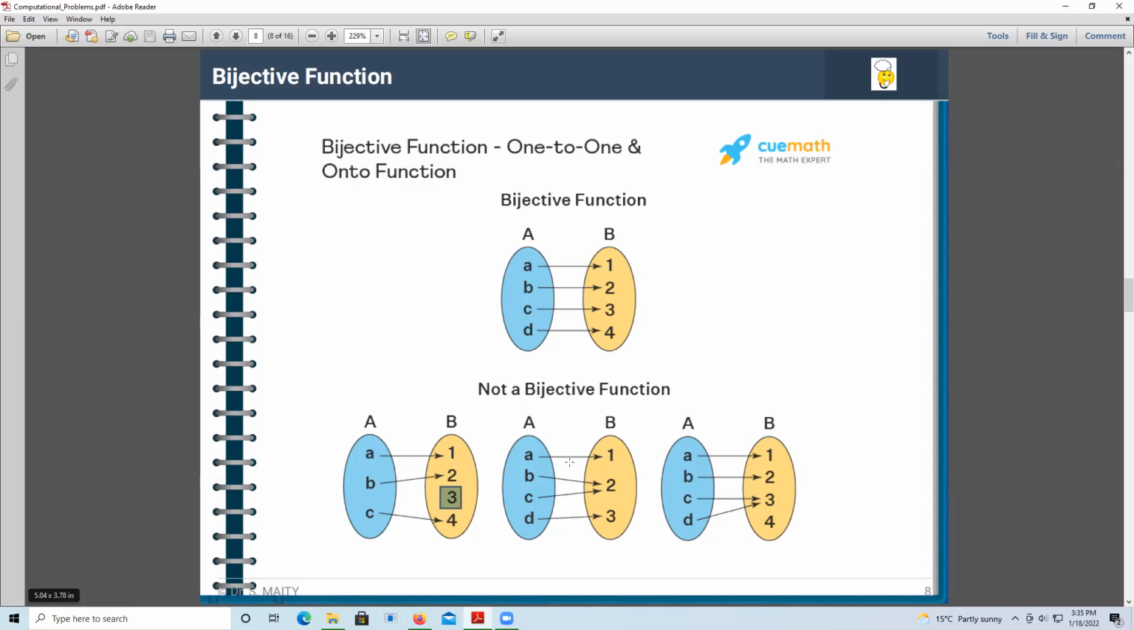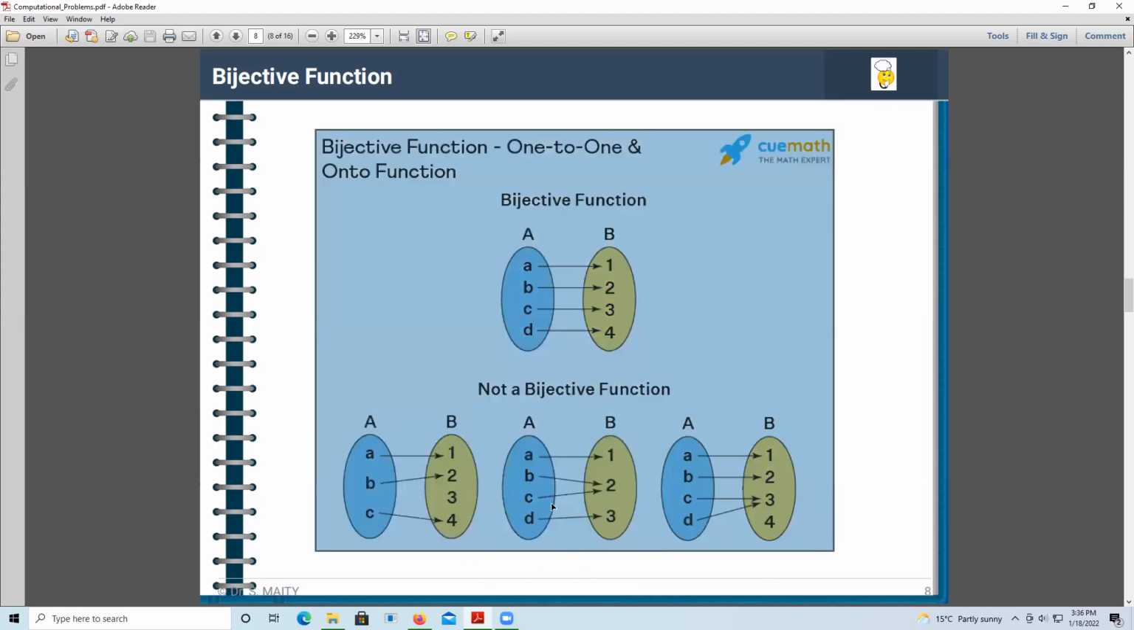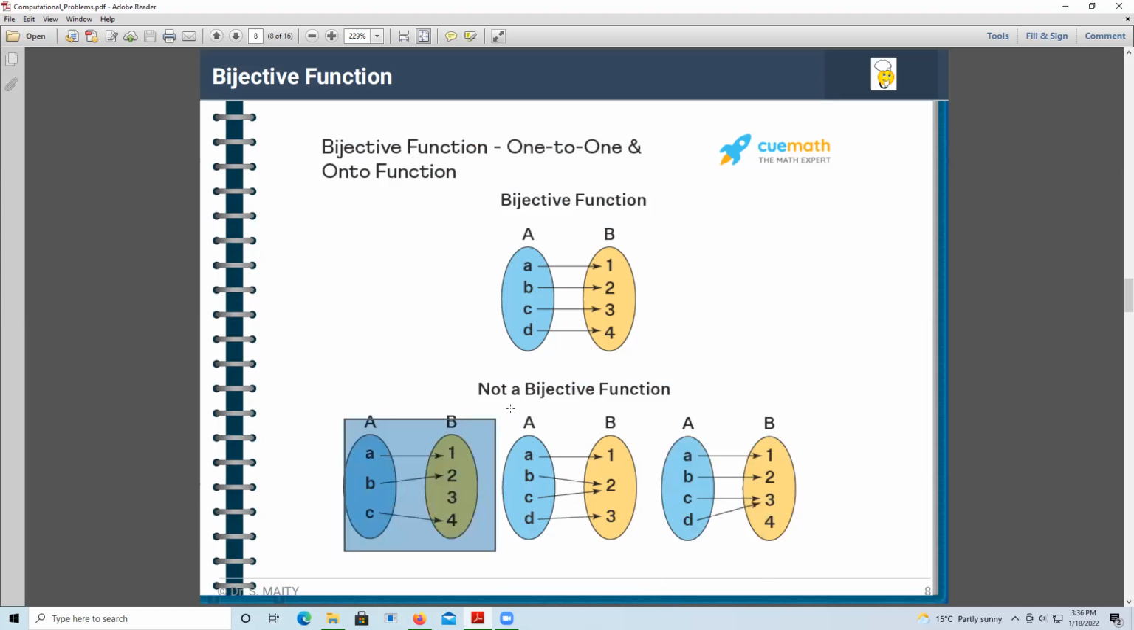And for the second figure, this one? For element 2, it has two images, B and C. So it again violates the property of a function, sir. Exactly. As he has explained very clearly, if it is not a bijective function, then it is either this case or this case, or it can be both. Now he has analyzed nicely case 1 and case 2. This is case 1 and this is case 2.